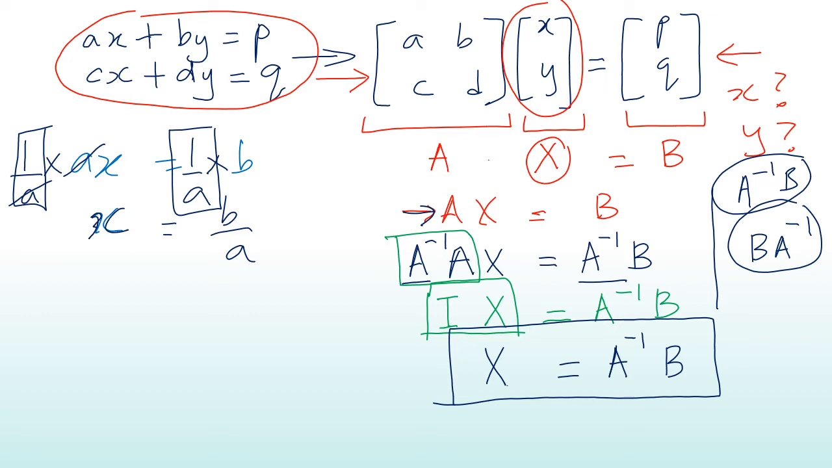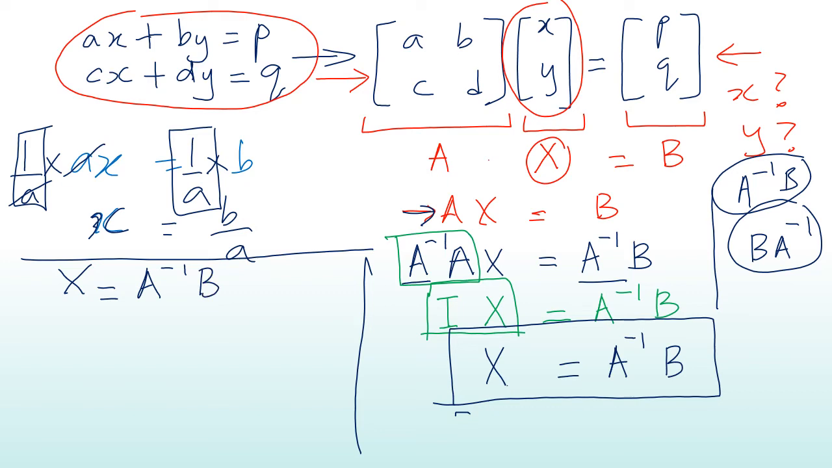Okay, your X I write it over here. Your X equals A inverse times B. So your X is XY, right? XY equals the inverse of A. How do we write the inverse of A?